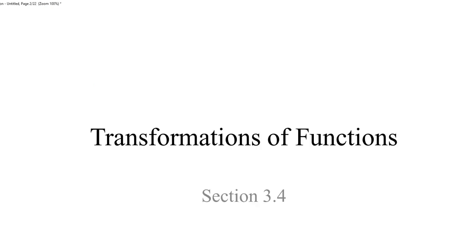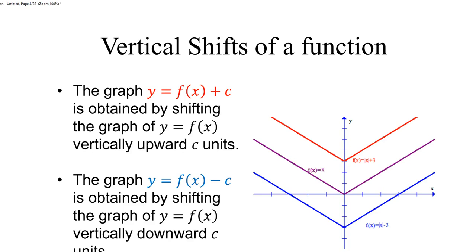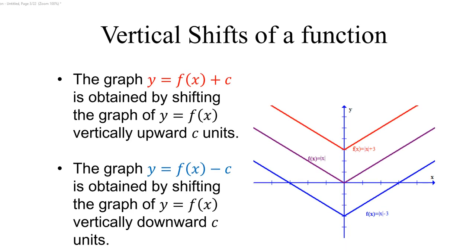So this first section we're going to talk about today is section 3.4, and it's talking about transformations of functions. I'm going to expect you to remember some basic, what I called toolbox functions that we talked about before spring break, things like the absolute value of x and y is equal to x squared. But we're going to talk about how to slide those and move them around and translate those. So this first one is vertical shifts of a function.